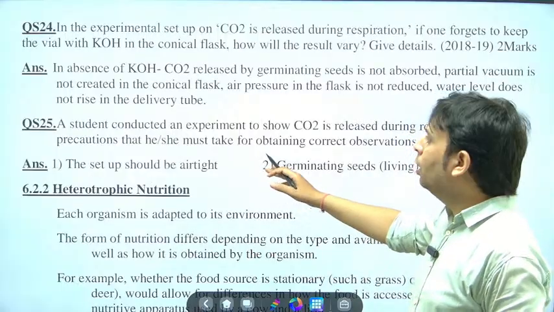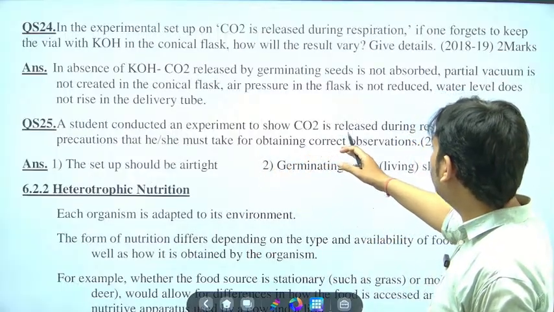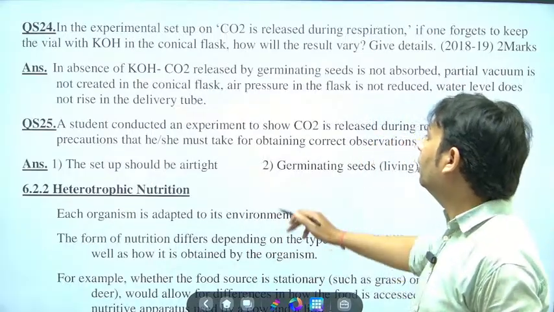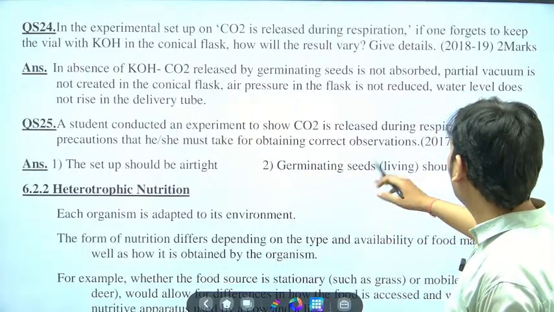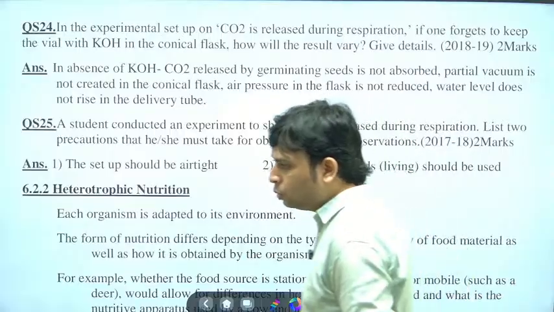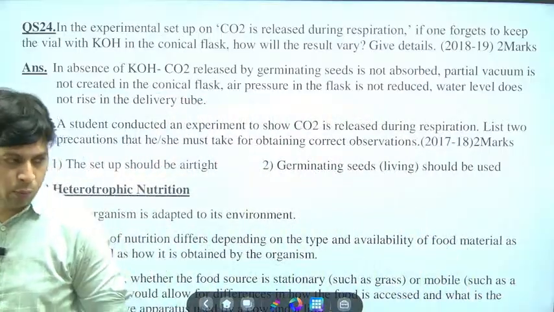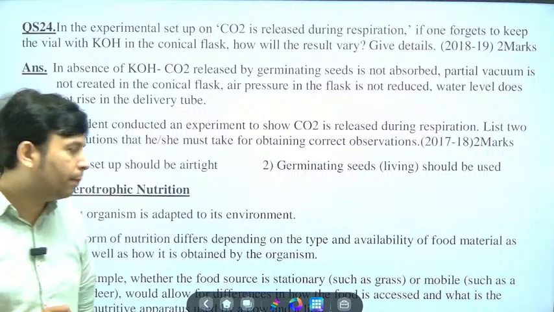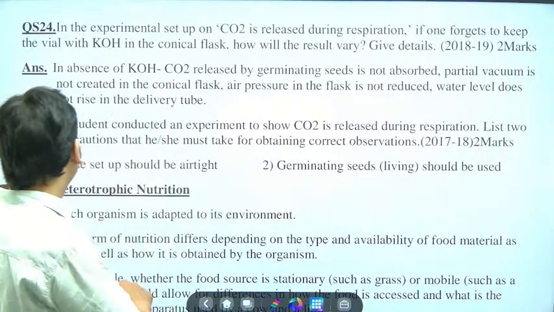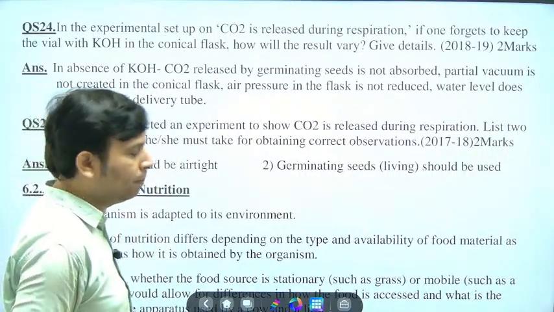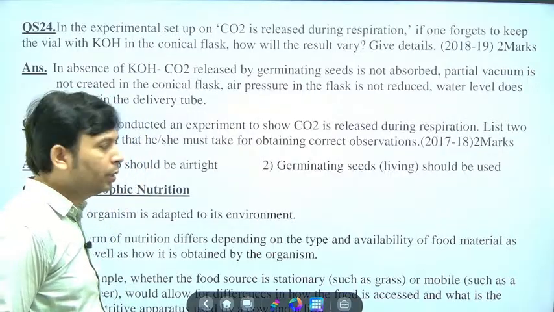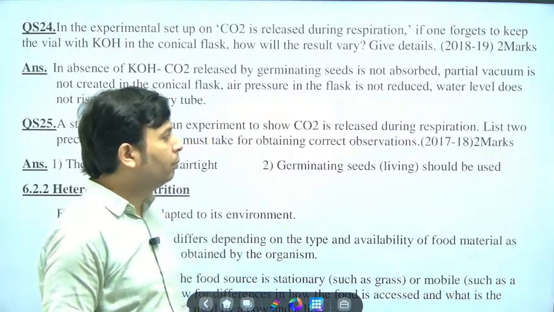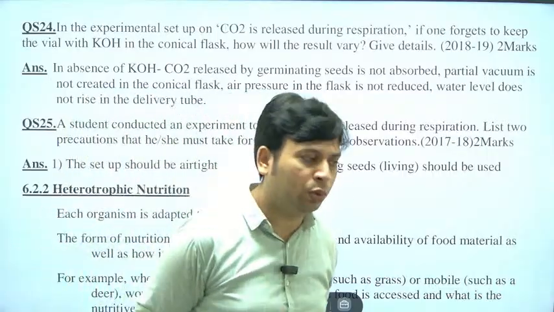And the next question is, a student conducted an experiment to show carbon dioxide is released during respiration. List 2 precautions that he must take for obtaining correct observation. So what are the two precautions? First, the setup should be airtight. And second, he should take germinating seeds. Living seeds should be used.